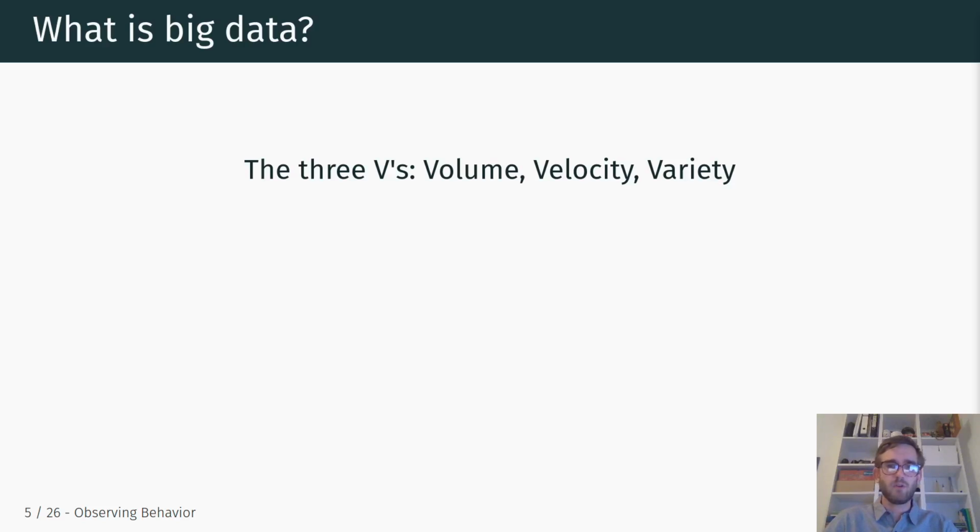But one common feature of a lot of definitions are these three V's, namely volume, velocity, and variety. So roughly, what characterizes big data is that there's a lot of it, and there's a variety of different formats, and it's being created constantly. For example, when it comes to online trace data.